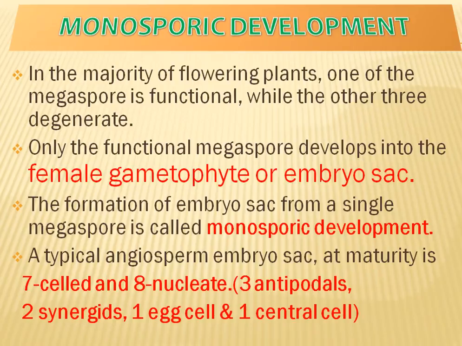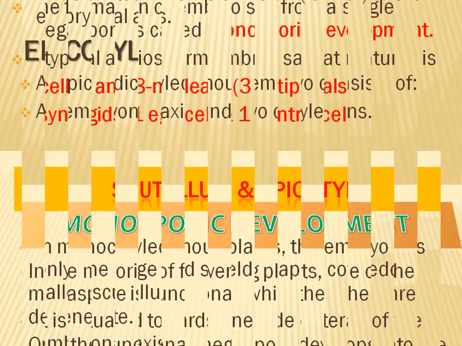In majority of flowering plants, one of the megaspores is functional while other 3 degenerate. Only the functional megaspore develops into female gametophyte or embryo sac. The formation of embryo sac from a single megaspore is called monosporic development. A typical angiosperm embryo sac at maturity is 7-celled and 8 nucleate, that is 3 antipodal cells at chalazal end, 2 synergids and 1 egg cell at micropylar end, and 1 central cell in the center.